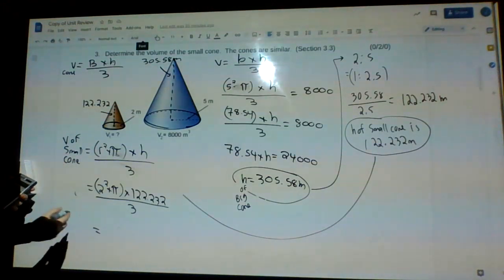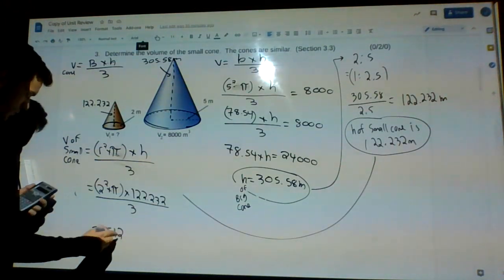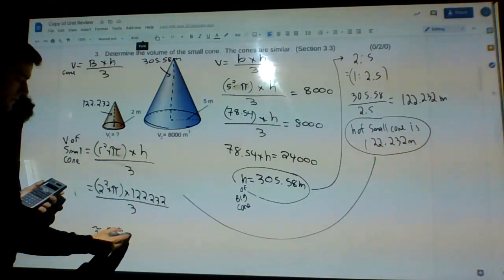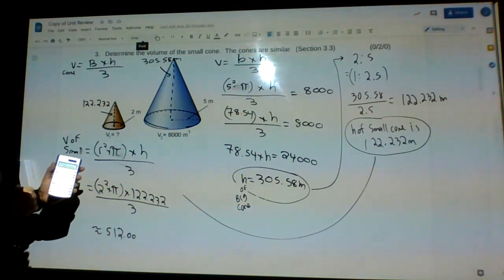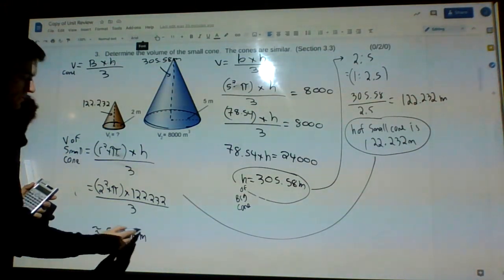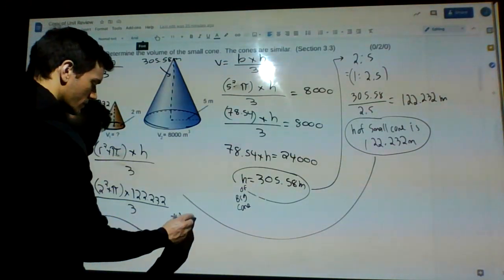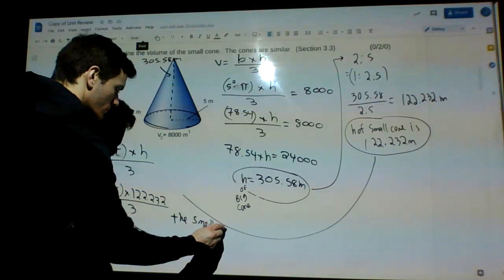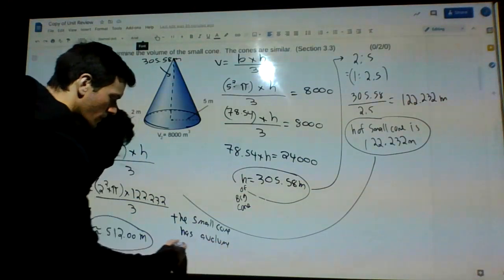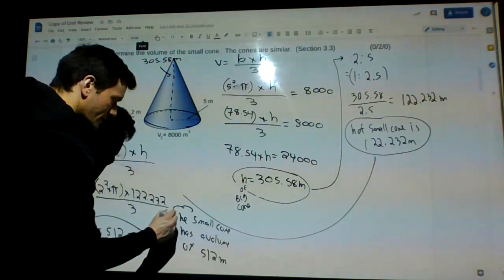I'm just going to keep this all in my calculator and divide by 3. And I get my final answer, approximately 512.004. There's a bunch of extra decimals, but if we're rounding, we'll just leave it at approximately 512 meters. So we'll just say the small cone has a volume of 512 meters.